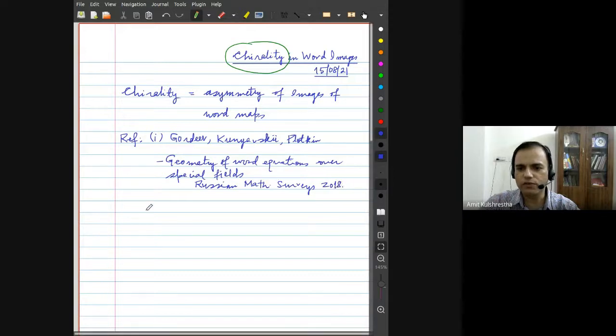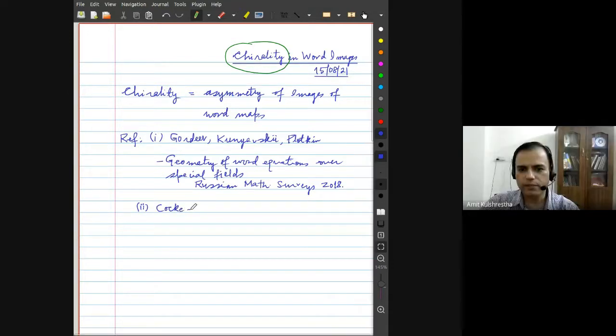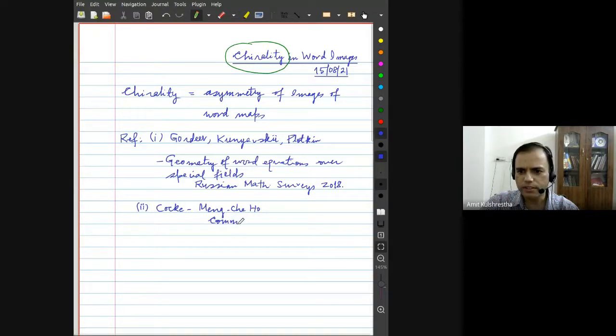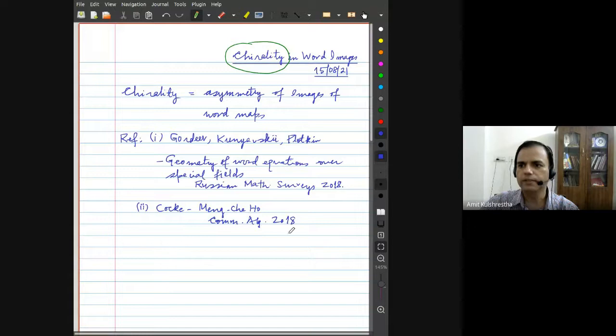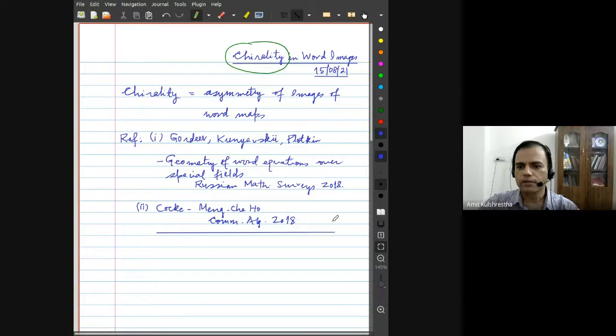Actually, this is a very nice survey overall for things related to word maps. The other one is more specific, and that is an article by Koke and Meng Che Ho. So that is also recent, in Communications, 2018. And then there are many open problems, and in fact, you can find lots of open problems in this.